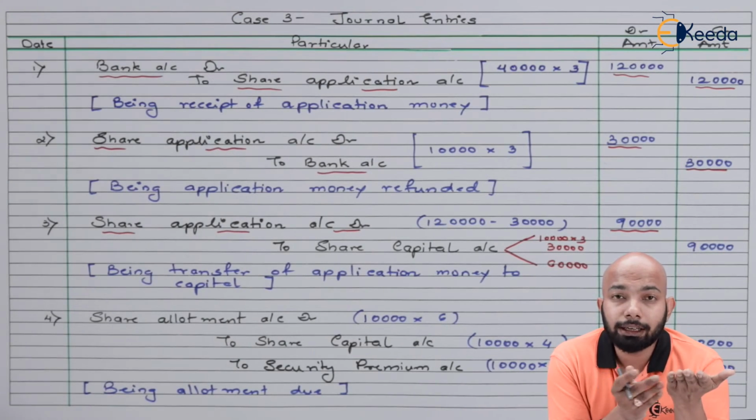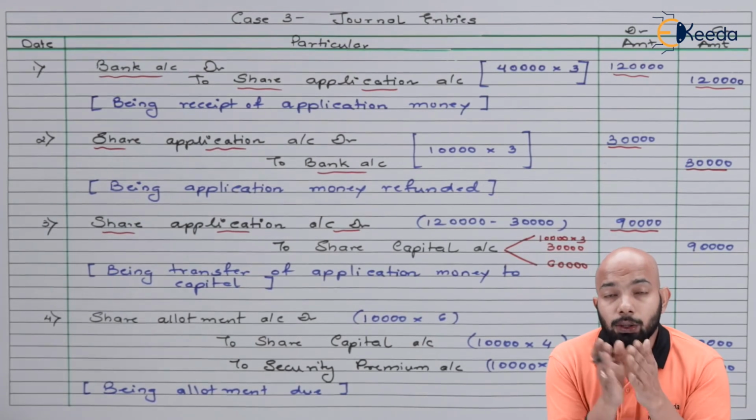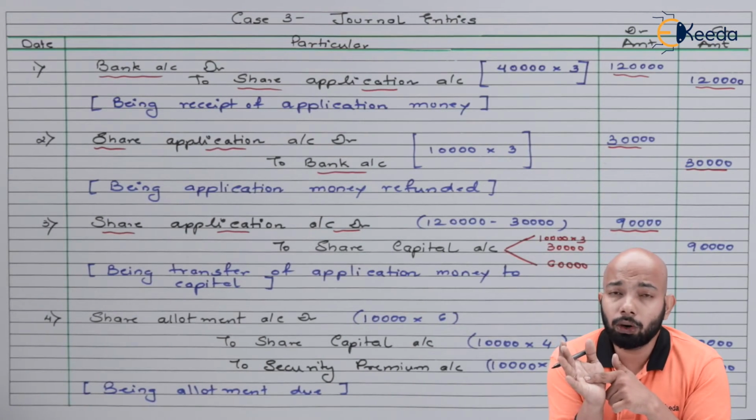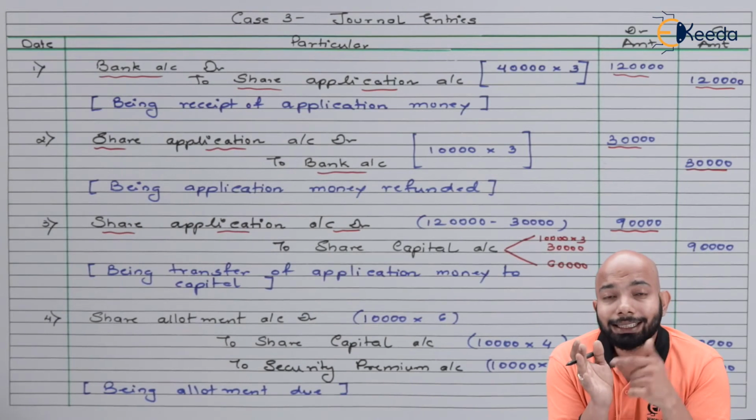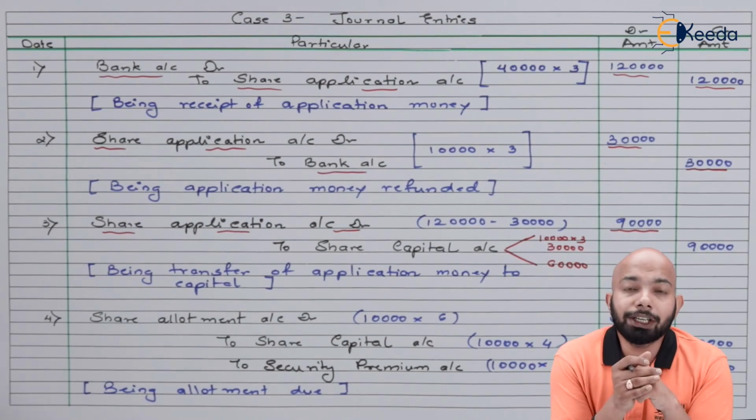So 90,000 is left. Out of the 90,000, 30,000 belongs to application. So 60,000 will belong to a total of allotment adjustment money. Hence, that is the amount that we have to mention there. Now, after this, we come to the allotment due entry.